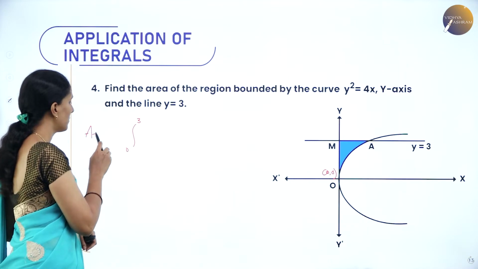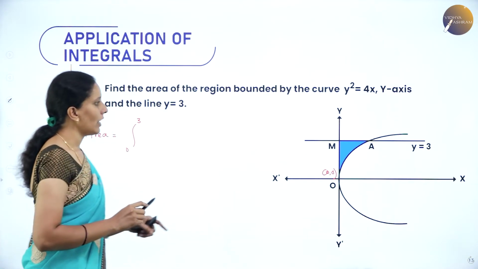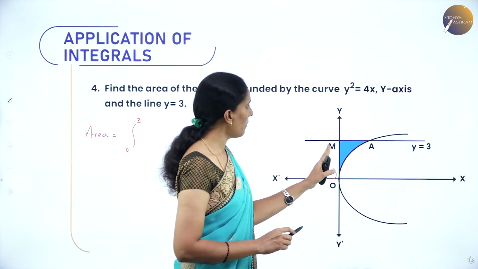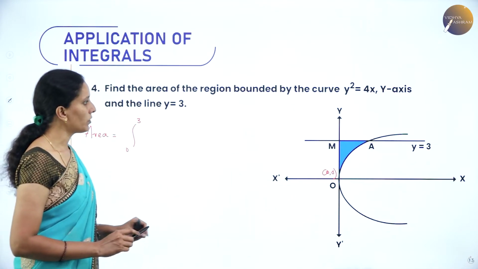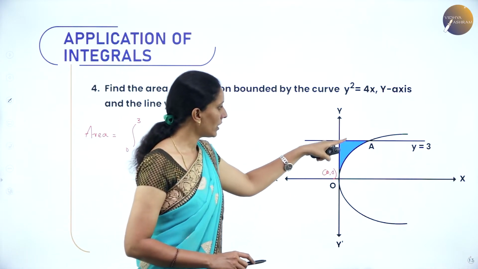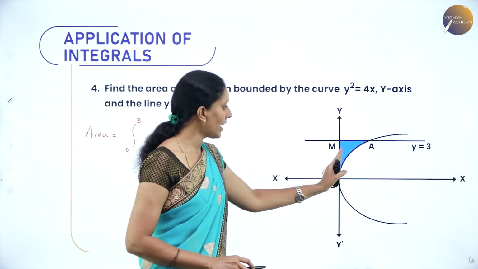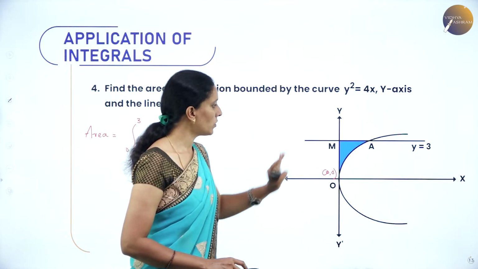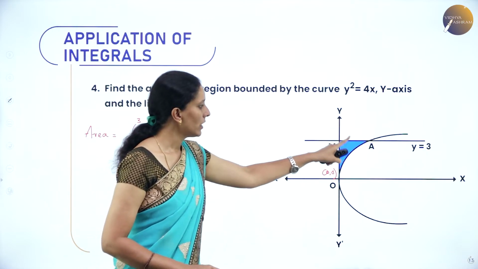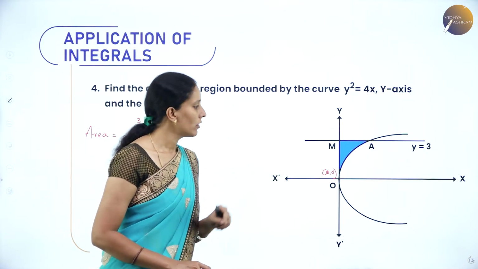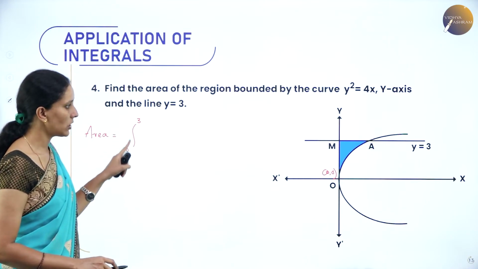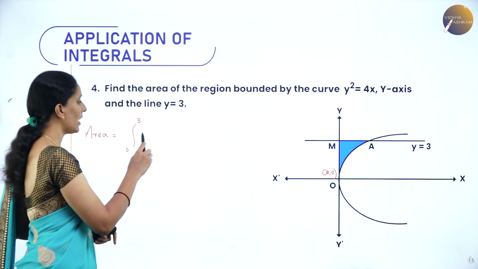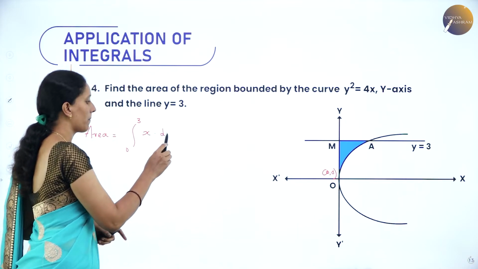So again we have to take the area bounded by the y-axis and the line y is equal to 3. So this is the line y is equal to 3 and this is the area covered by the y-axis and from 0 to 3. So the shaded portion is the bounded region, that is the area required. So therefore area is from 0 to 3. Now we have to take x into dy.